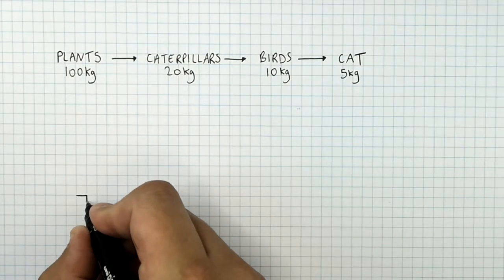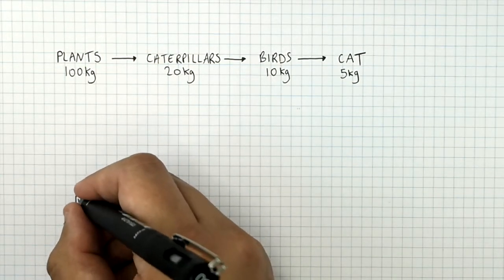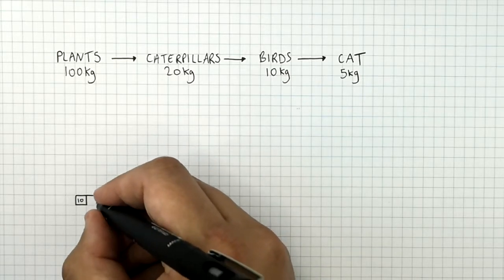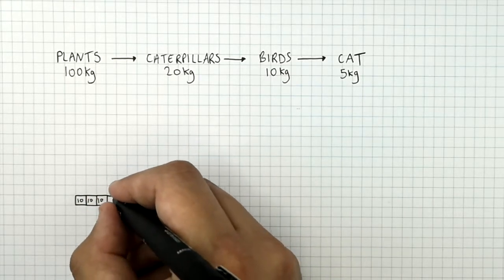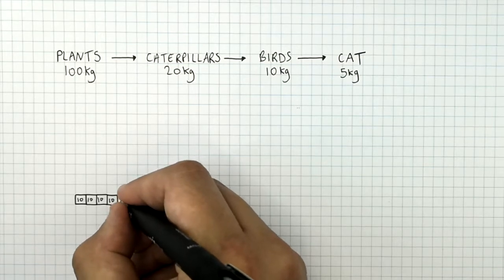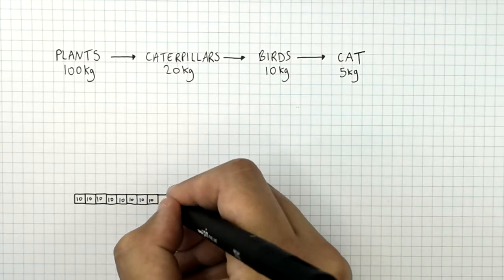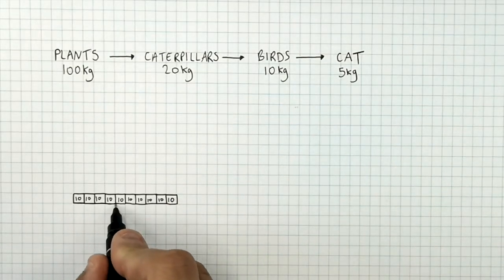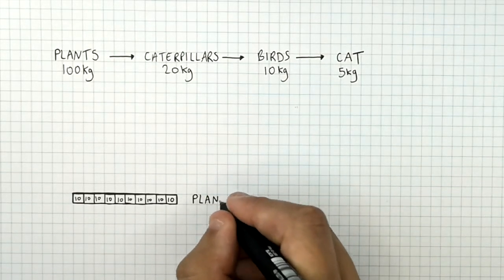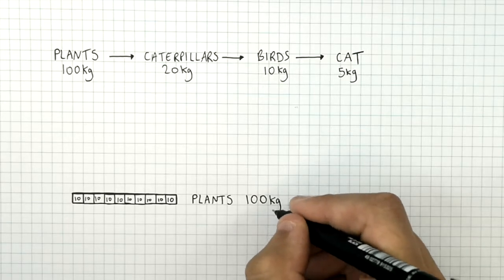So each square represents 10 kilograms of biomass. So for the plant biomass, which is 100 kilograms, we need 10 squares because each square represents 10 kilograms of biomass. So this represents plant biomass of 100 kilograms.